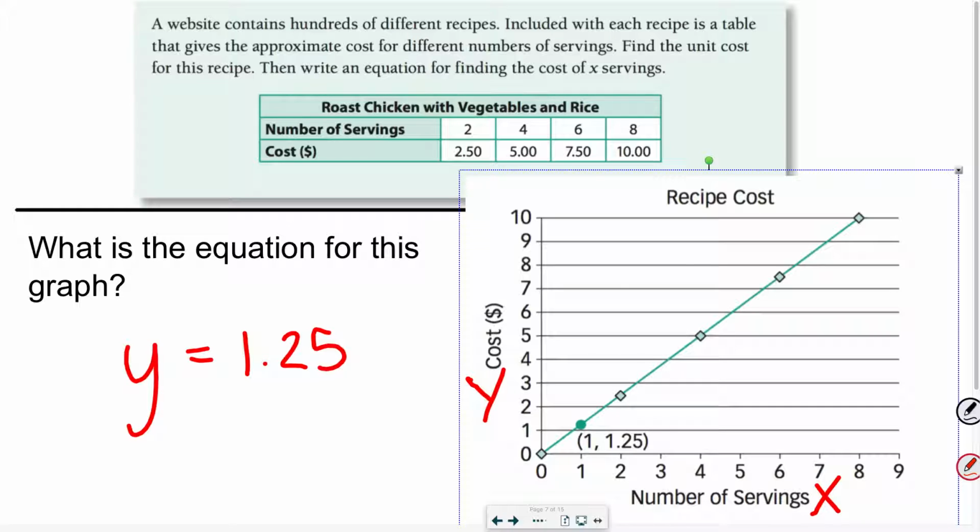So let's look at that equation. If you had to say that equation in words, so instead of a Y and an X, we're going to just say what it represents. That equation would be the cost equals $1.25 times the number of servings. I just read that equation, and instead of Y and X, I replaced it with what it represents. The total cost is $1.25 times the number of servings. Does that make sense? Could I substitute values in for X to figure out Y? Would it match my graph?